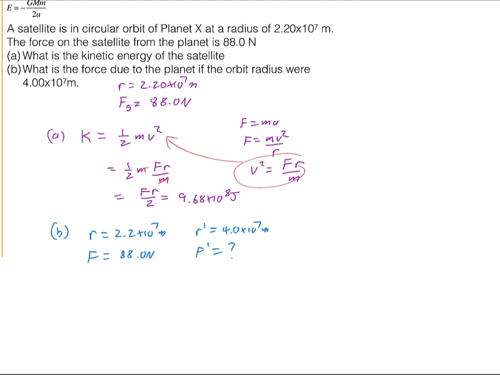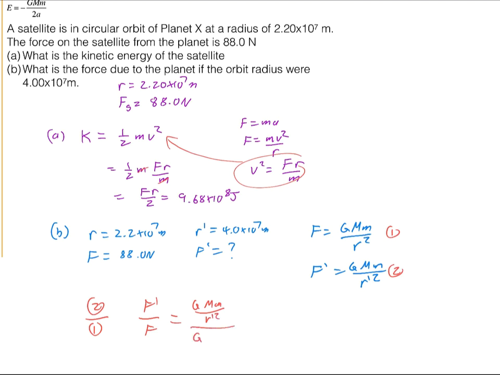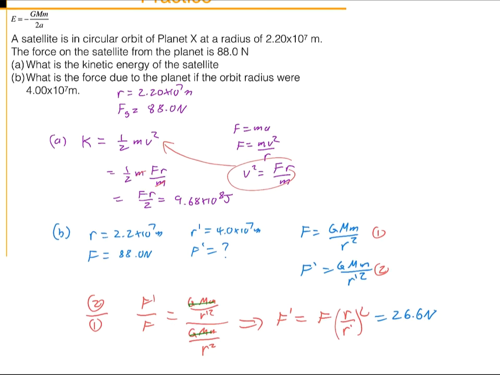Well, what we can do is a good old-fashioned ratio. So remember, F is equal to GMm over r squared, and F prime is GMm over r prime squared. If that's equation one and that's equation two, if I do equation two divided by equation one, I end up with F prime over F equals GMm over r prime squared over GMm over r squared, which gives me F prime is equal to F times (r over r prime) squared. You notice a lot of this stuff cancels out. And when I plug in all my values, I get that the force is 26.6 newtons, which makes sense. The further away the satellite is from the planet, the weaker the force is.